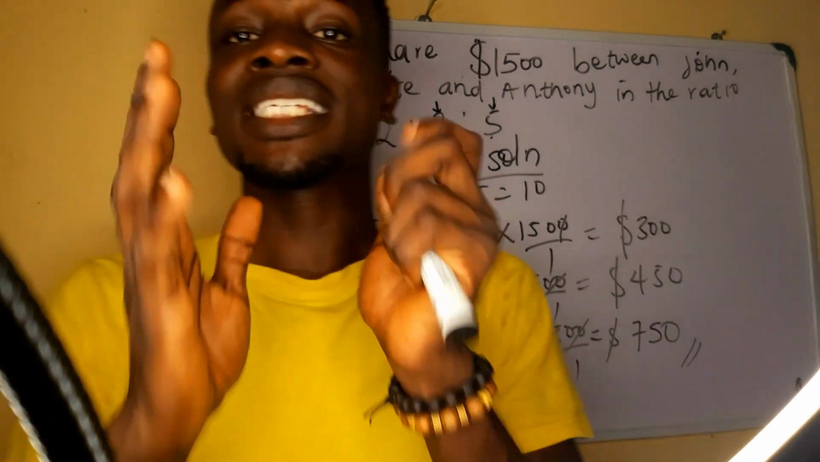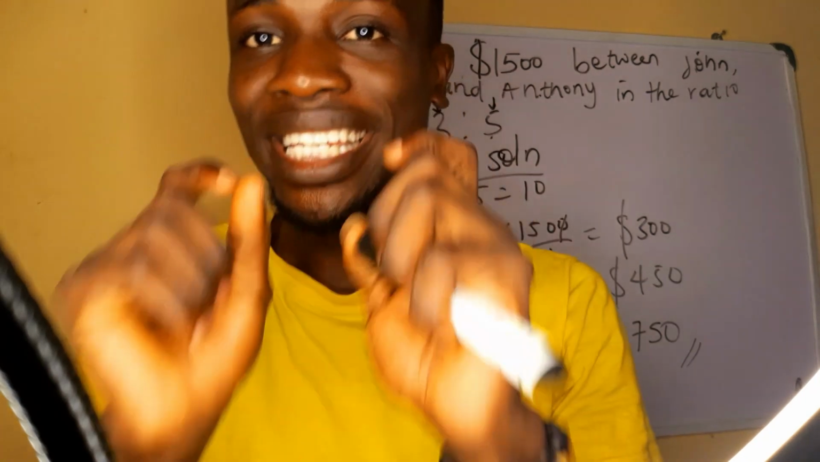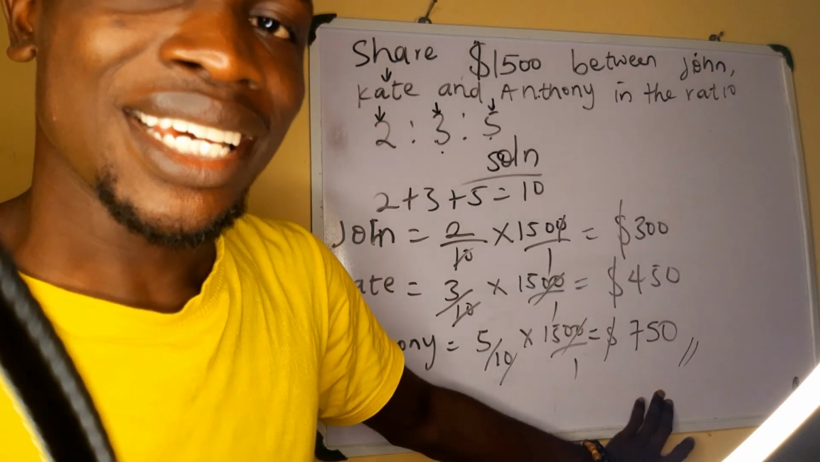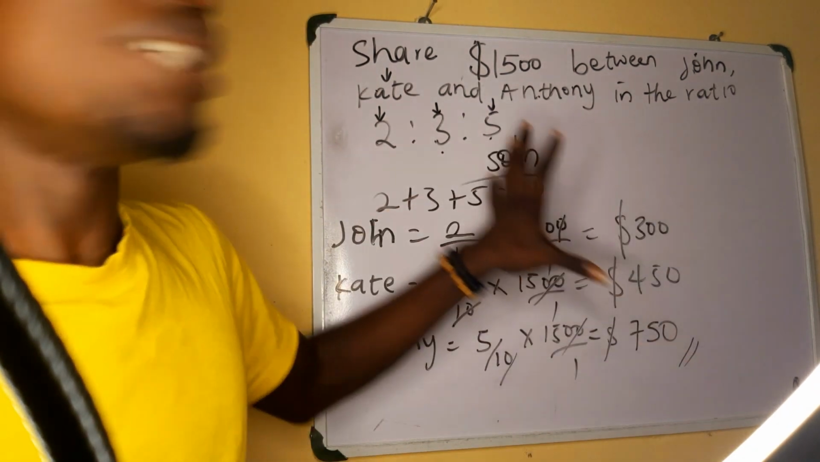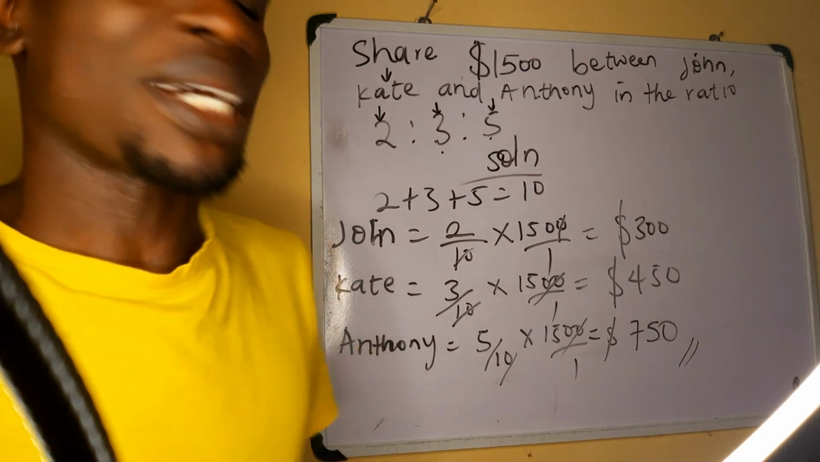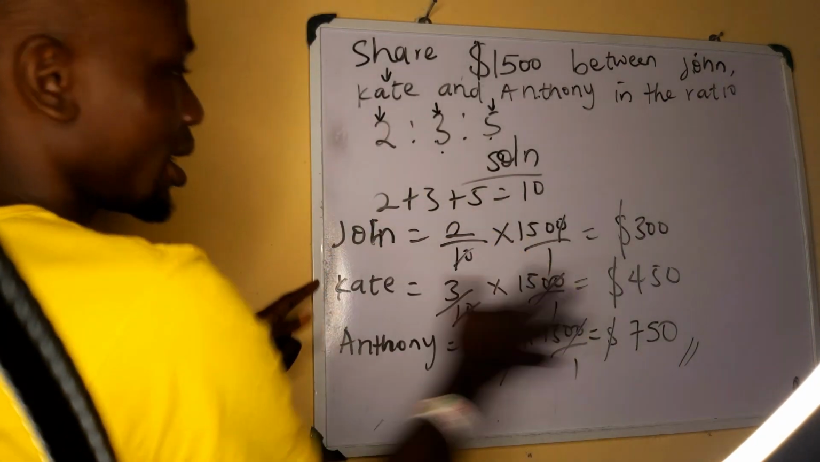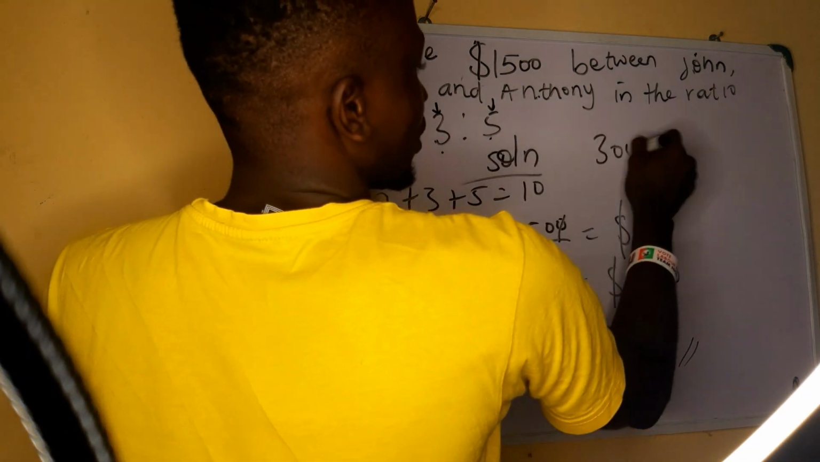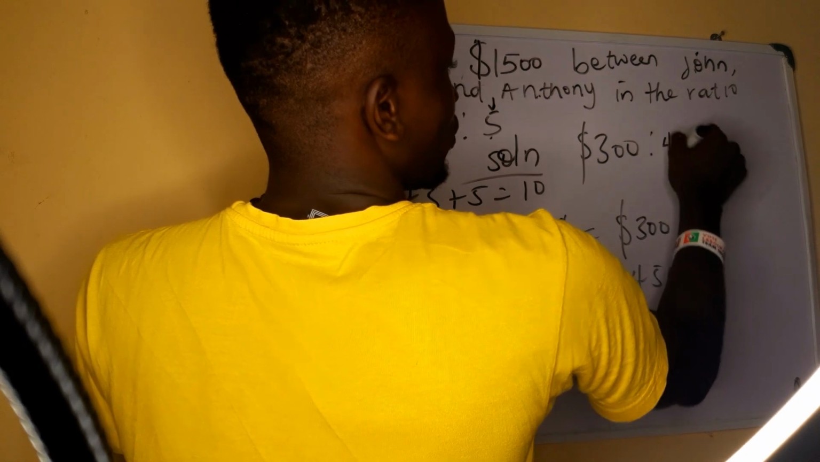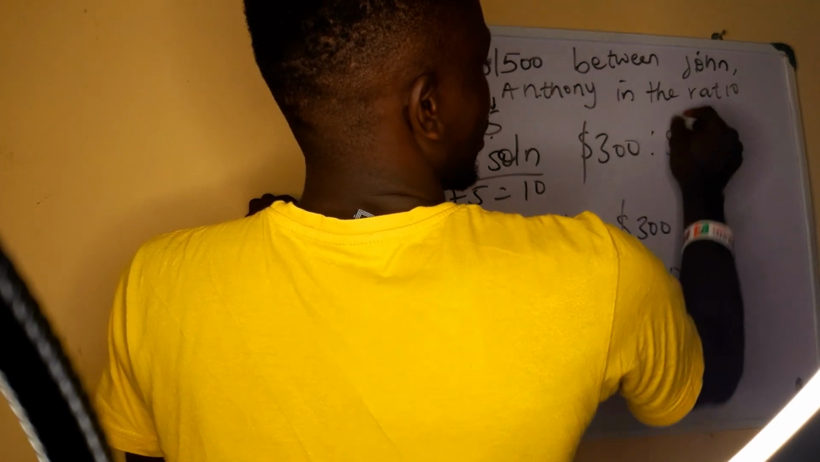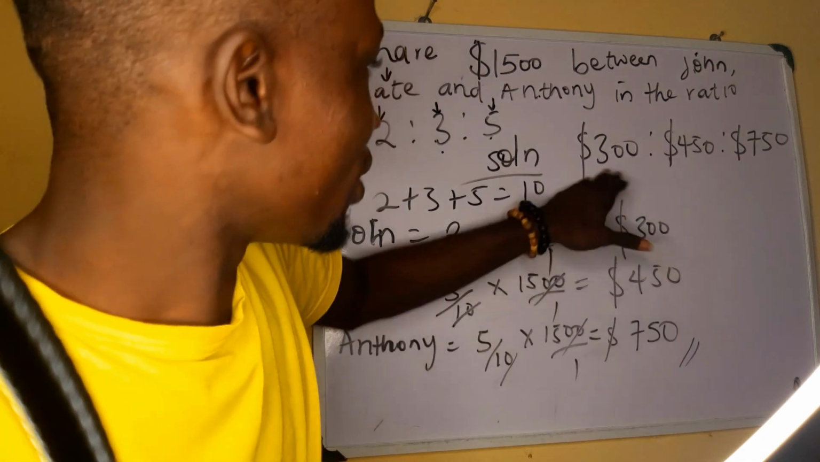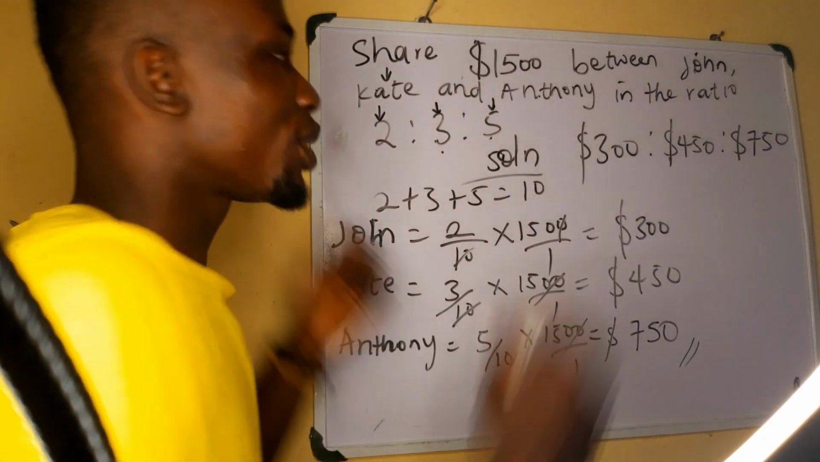Now, what is an interesting thing about ratio? I want to leak a secret for you. Do you know that the amounts we got here are actually a reduced form of the ratio? What do I mean by that? Let's say I arrange these 3 amounts in this form: $300 ratio $450 ratio $750. Now, if I were to reduce these 3 numbers on the board, what do you think will happen?